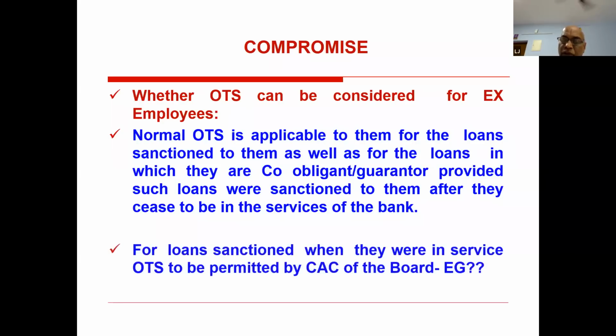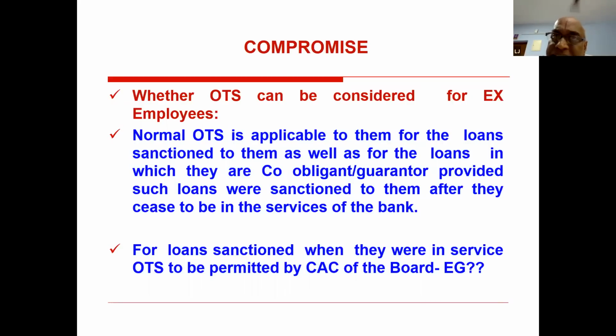On the other hand, for loans sanctioned to the ex-employee, but the loan were sanctioned to them when they were in service. But after the retirement, the loan became NPA. What type of examples you will give? Educational loan. For the ward of the employee, son or daughter, we have given education loan when he was in service, he was a borrower, co-borrower. When he retired, after some time, the education loan became NPA. That will fit in here.